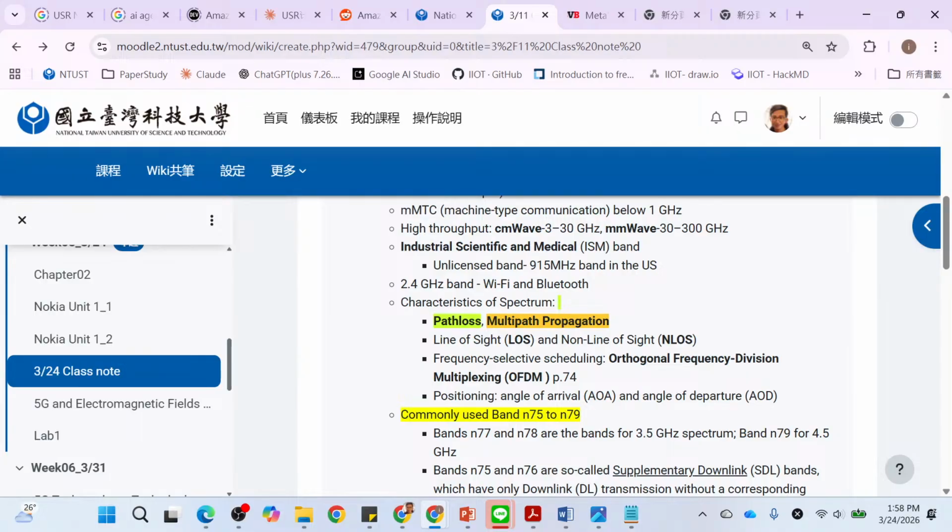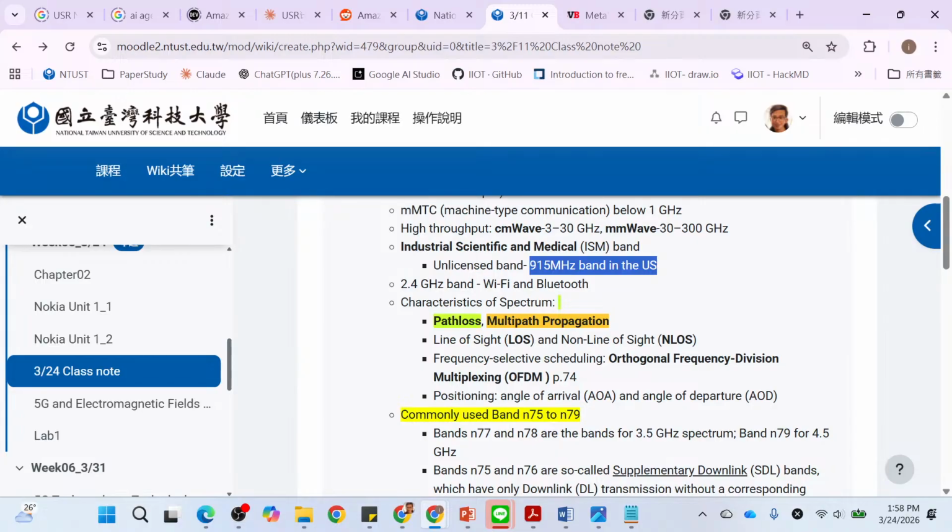But we also have some radio band we call the ISM. It's for industrial, scientific, and medical service. It's free. Okay, it's an unlicensed band. In the United States, they use 950 megahertz. In Taiwan, we use 920. But in France or Indonesia, you may use different frequency.